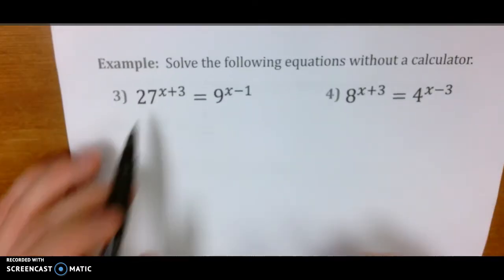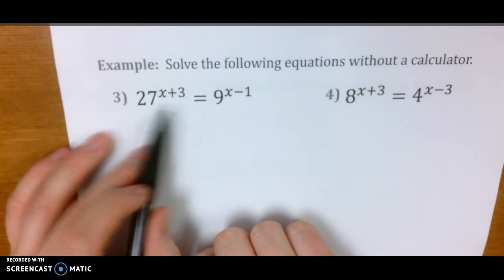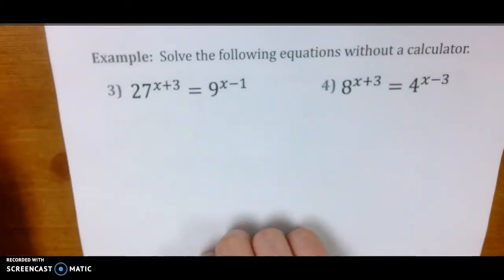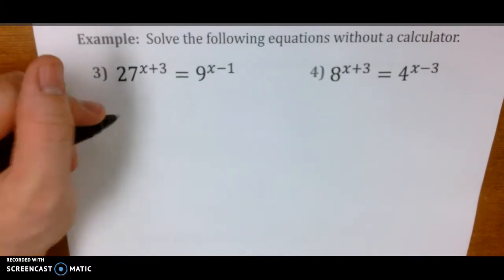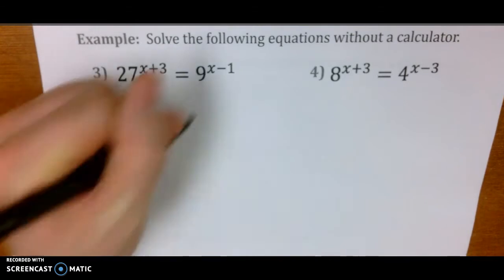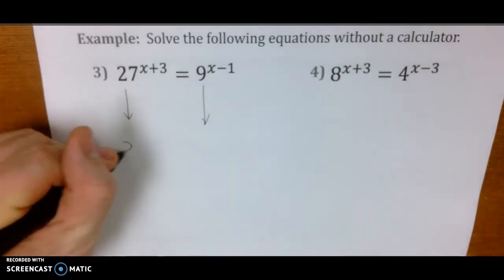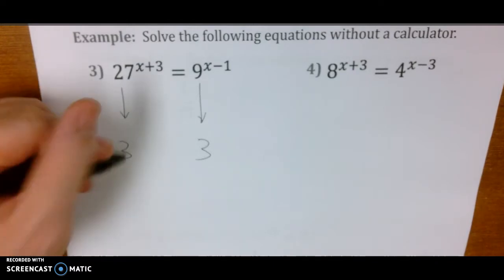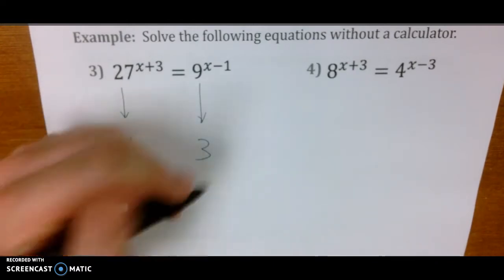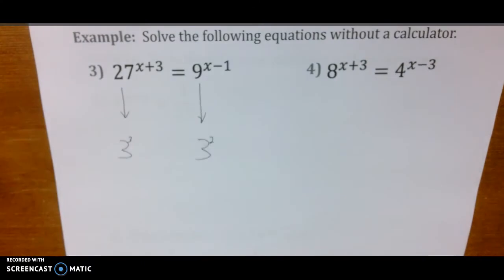What if we have something where I can't really write 27 as a base of 9, and I can't make 9 as a base of 27? So we might encounter problems in which we have to change both bases to become the same thing. Well, I'm noticing these both could be considered a base of 3, right? 3 to some power. I can do 3 to the third to get 27, and I can do 3 squared to get 9.